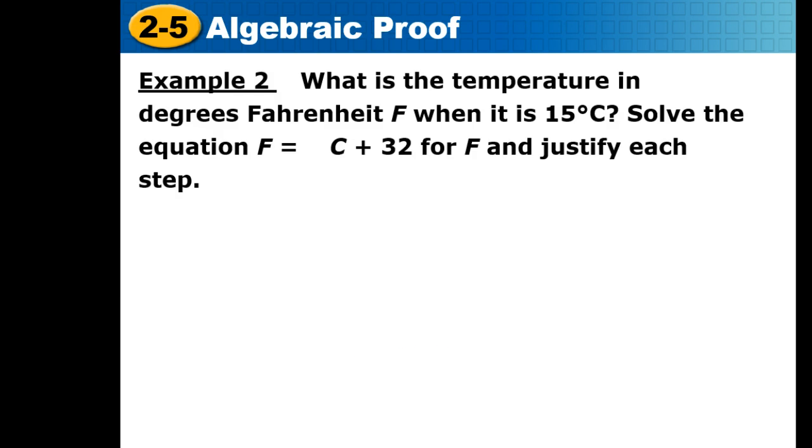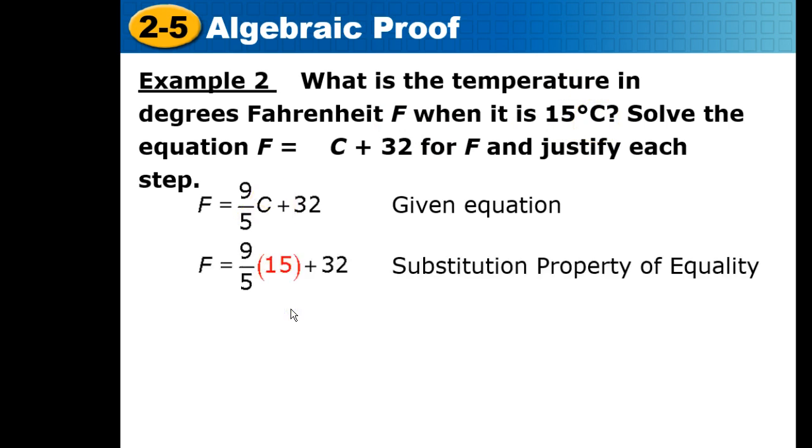Okay, this next example, this formula should look familiar to you. I'm going to go ahead and write the given equation here. This is the conversion between Fahrenheit and Celsius. You probably have used this in science class. Again, this is the given, so your first justification is given. If they tell you that it's 15 degrees Celsius and they want the Fahrenheit temperature, this tells you to put the 15, or substitute the 15, for the C.